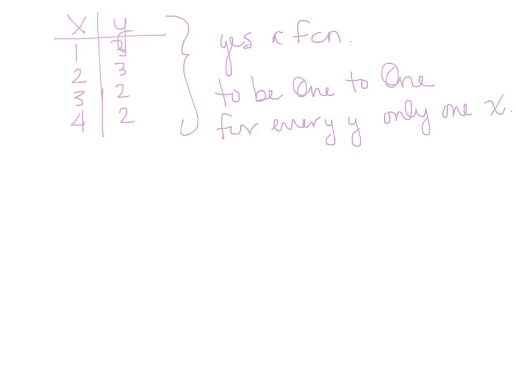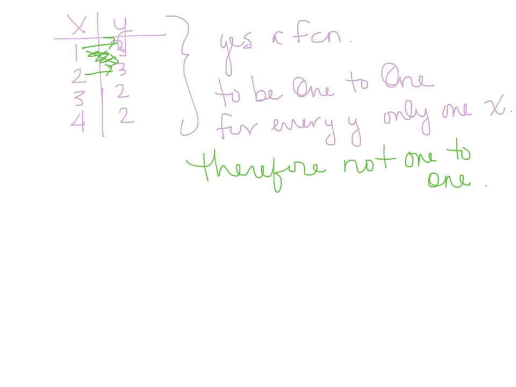Okay, so this one, both of those come from the same x, I'm sorry, let me back that up a little bit. No, it went this way, right? When y was 3, there were 2 different x's, so therefore this is not one-to-one. So that's how you're going to recognize it.